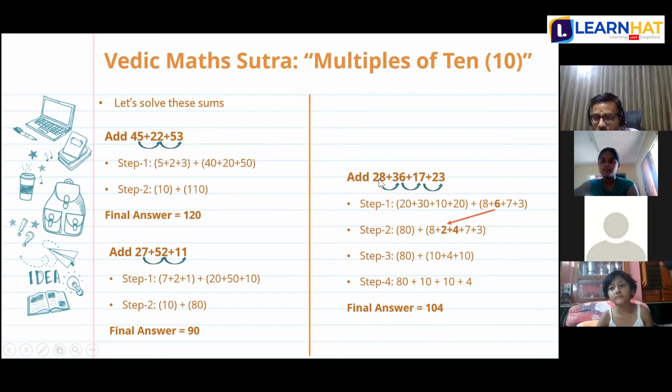8 from 28 we have written here. 36, 6 is in the ones place. 8 plus 6 we have written here. In 17, 7 is in the ones place. We are writing 7 here. In 23, we are writing 3, right?